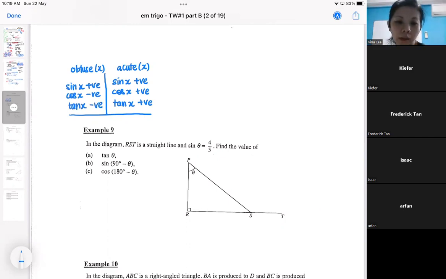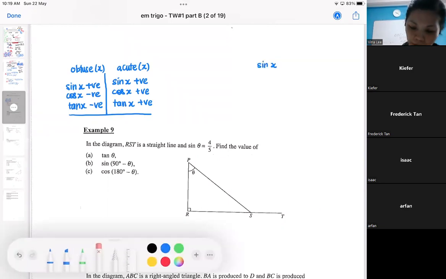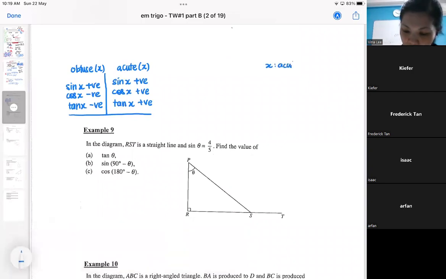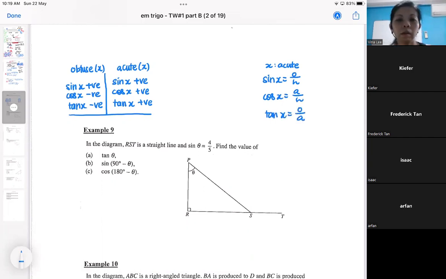So just now we already explored this idea. So right now I'm going to tell you this thing again. So if x is acute, sorry, right now x is an acute angle. Sine x will be O over H. Cosine x will be A over H. Tangent x will be O over A. So if x is acute, the ratio follows what you have learned since last year.